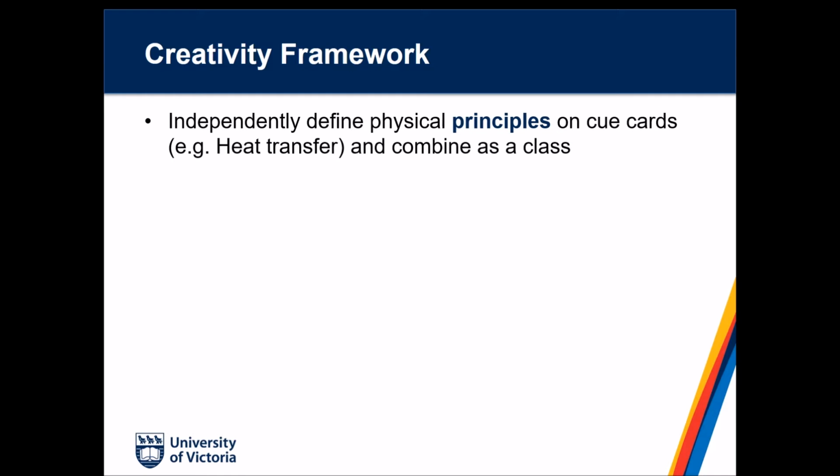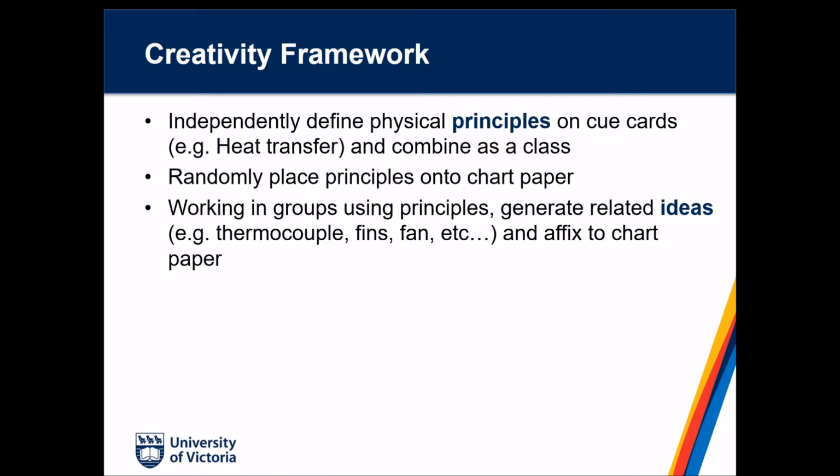More details about the creativity framework. We have graduate students work independently first to define physical principles on cue cards, for example, heat transfer, and then we combine these as a class, and then we randomly place these principles onto chart paper. We then have graduate students work in groups, and using these principles in their group, they generate related ideas, and then they affix those to the chart paper. So an example of some ideas related to heat transfer are thermocouples, fins, and fans. We have the student groups rotate until all the chart paper is full.